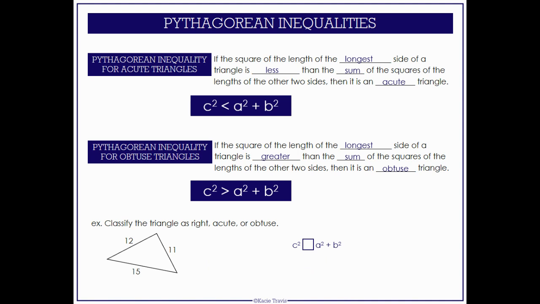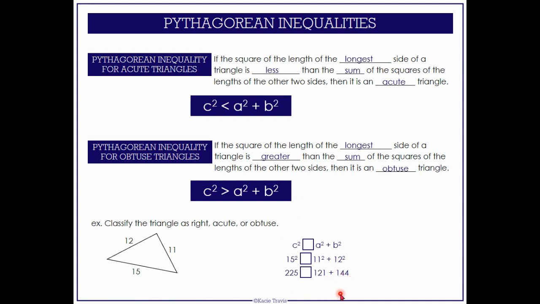Now c squared is going to be our largest side, so that's 15. Then we got 11 and 12 on the other side. So let's check the math. All right, 15 squared is 225. 11 squared is 121, and we got over here 144 from 12.